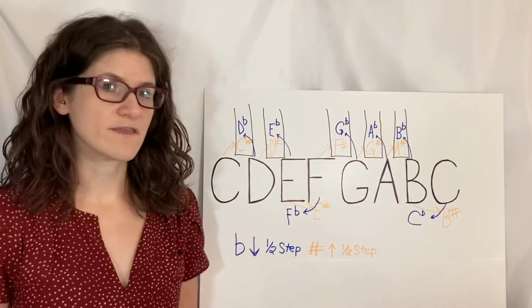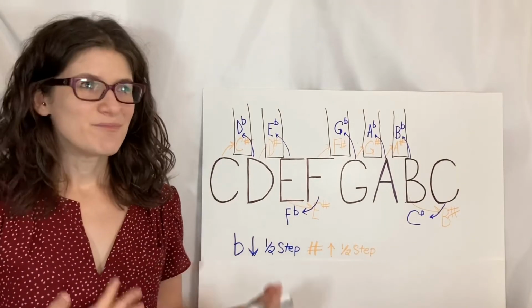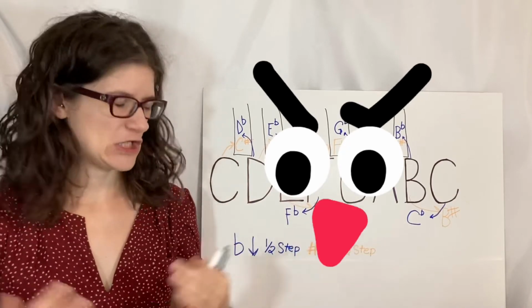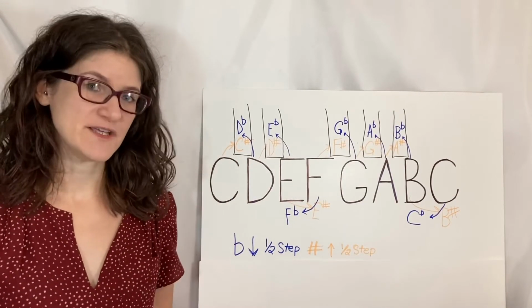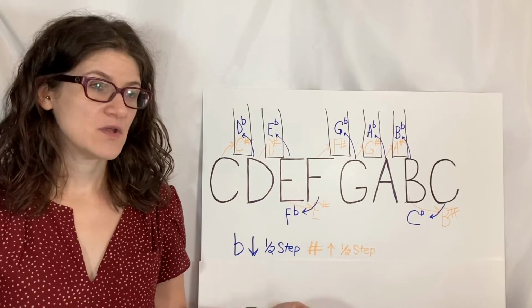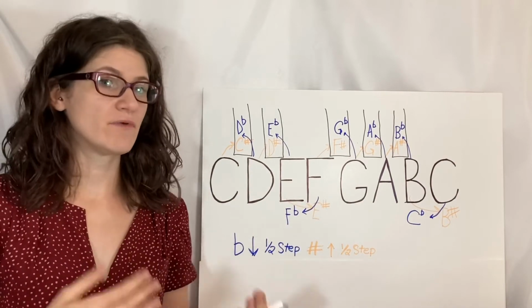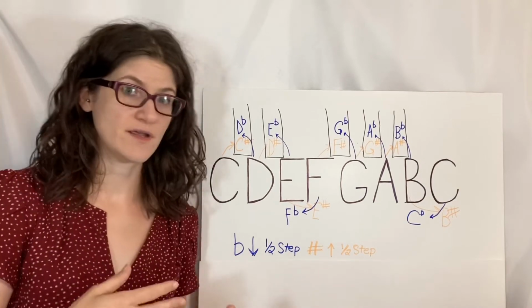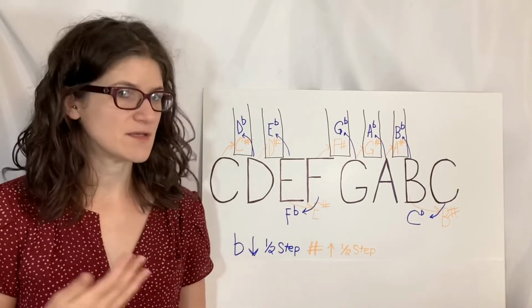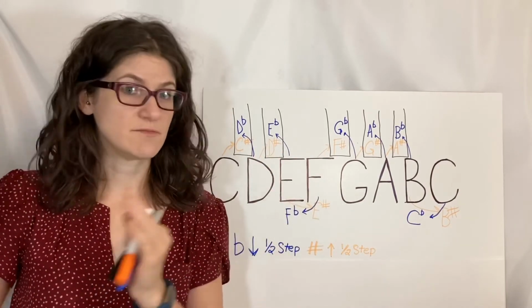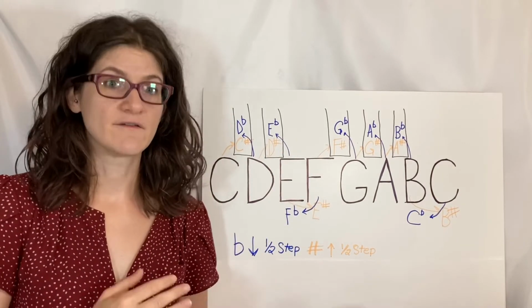A good rule of thumb to keep in mind is basically sharps and flats, they don't play nice together. They're not friends. So if you're playing a piece of music in B flat, you're gonna see flat accidentals throughout the piece. It's gonna be really rare to see a sharp in there. And vice versa, same thing if you're playing a piece in, say, D. You're gonna see mostly sharps and rarely flats.